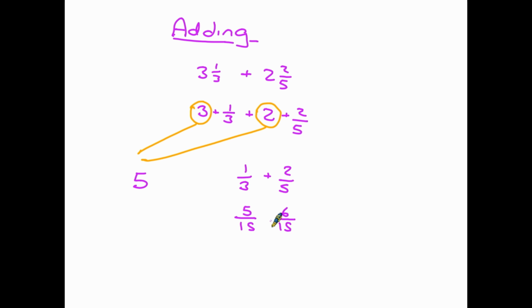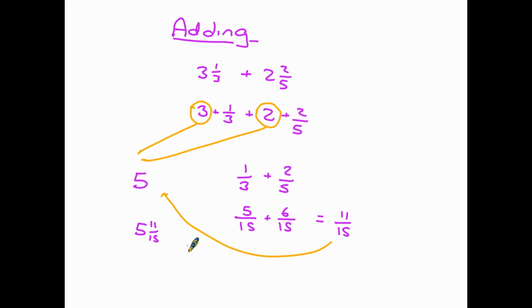2 times 3 is 6. So we now have 5 over 15 plus 6 over 15. Adding them together is quite simple. It's 11 over 15. So the two fractions added together make 11 over 15. The two whole numbers added together made the 5. All we have to do is put these two together, so the answer is 5 and 11/15.